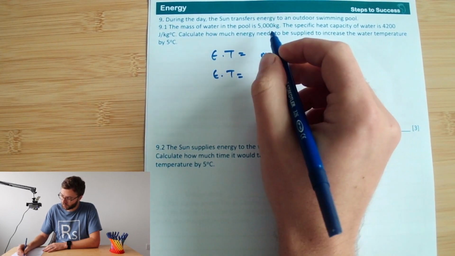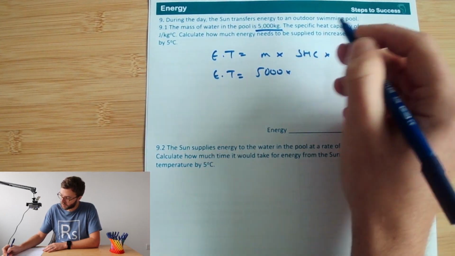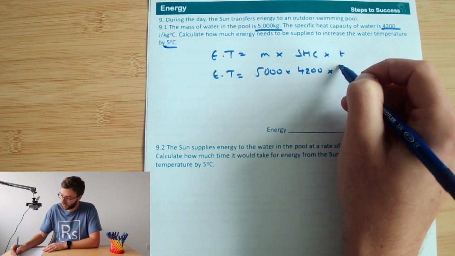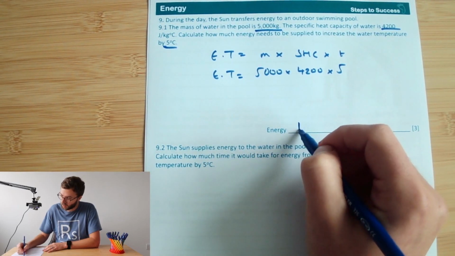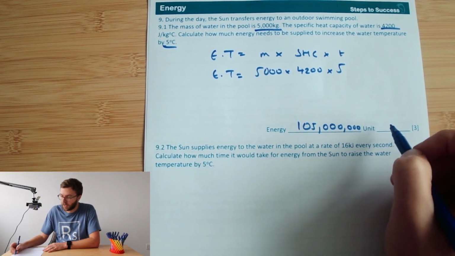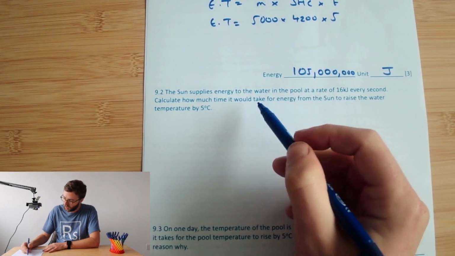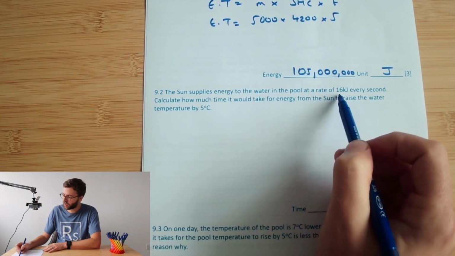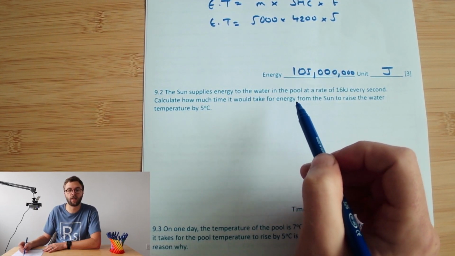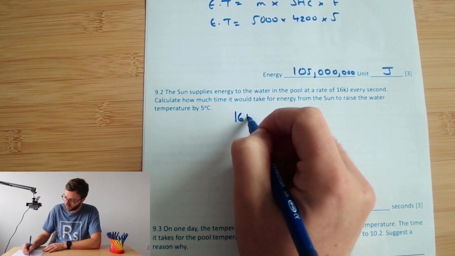Energy transfer equals the mass, which is 5,000 from here, multiplied by the specific heat capacity, 4,200, multiplied by the temperature change, which is 5, and if we work that out, it gives us 105 million, and our unit for energy, as always, is joules. The sun supplies the energy to the water in the pool at a rate of 16 kilojoules every second. Calculate how much time it would take for the energy from the sun to raise the water temperature by 5 degrees Celsius. So it gives us 16 kilojoules.